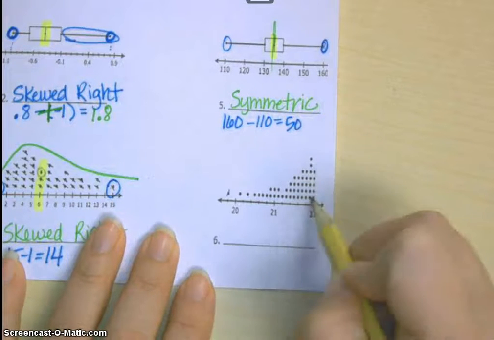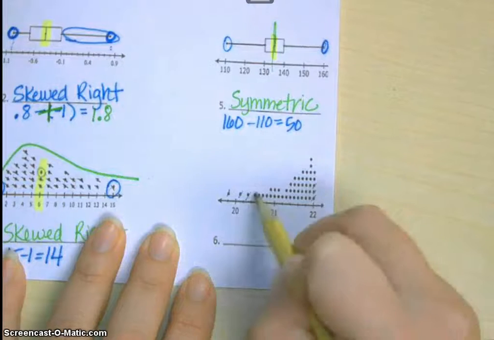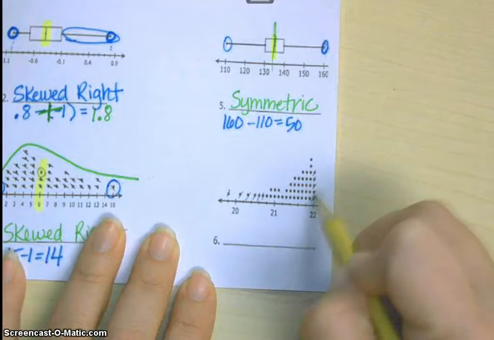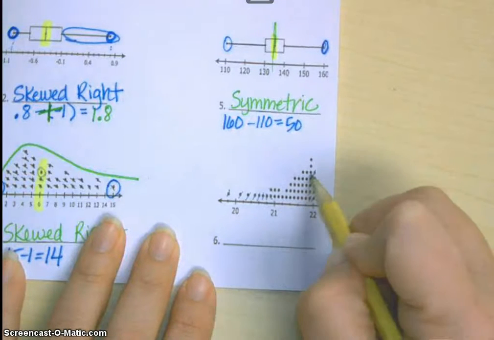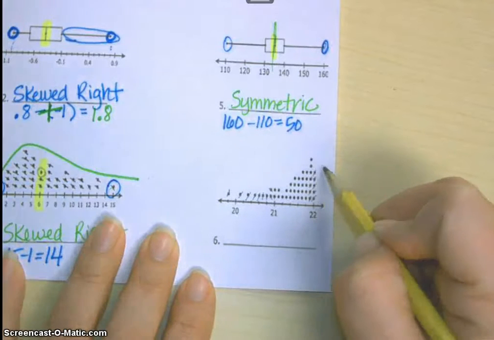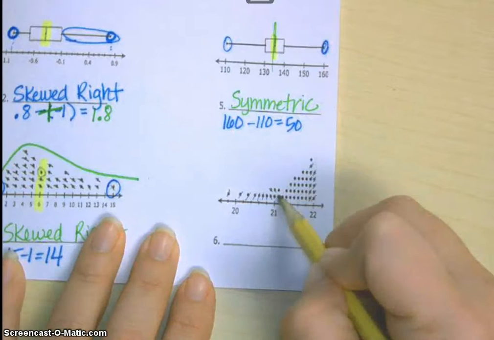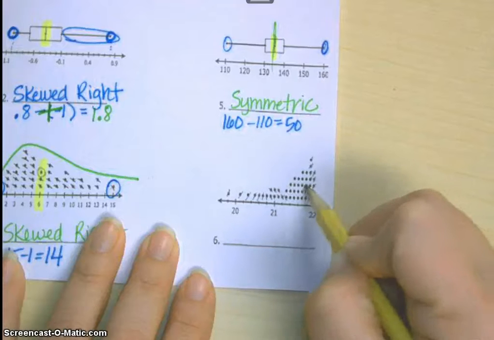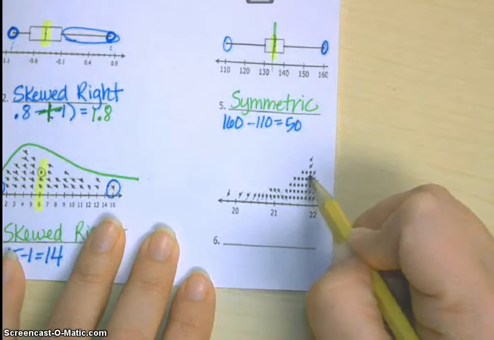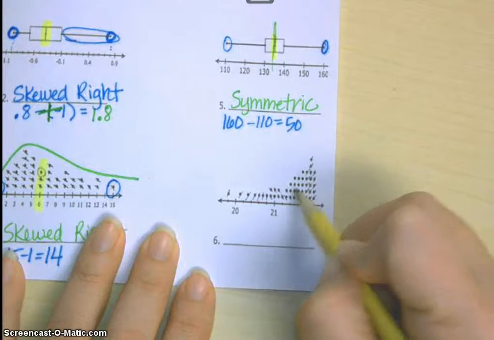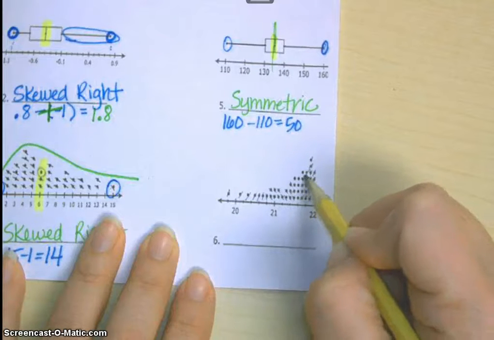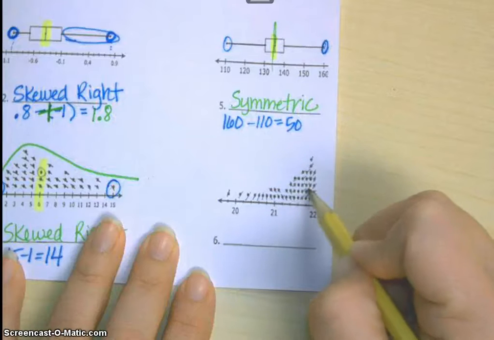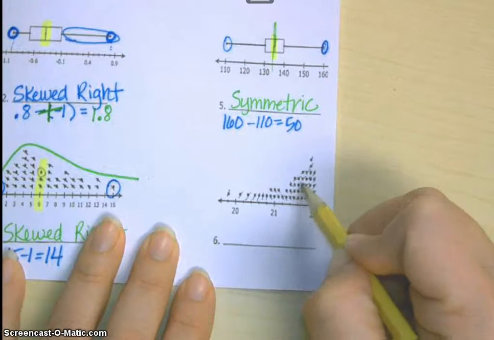Here we go. 1, 1, 2, 2, 3, 3, 4, 4, 5, 5, 6, 6, 7, 7, 8, 8, 9, 9, 10, 10, 11, 11, 12, 12, 13, 13, 14, 14, 15, 15, 16, 16, 17, 17, 18, 18, 19, 19, 20, 20, 21, 21, 22, 22, 23, 23, 24, 25, 25. So it's right here.